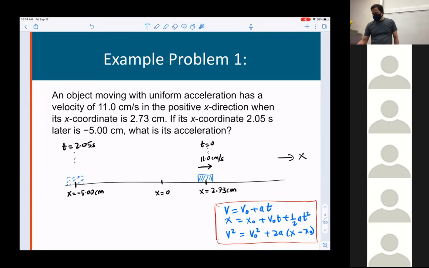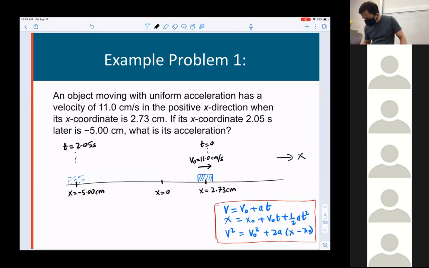So what that means is that at t equaling 0, all the information given to us here corresponds to the initial velocity, the initial position, and everything over here corresponds to the final position and all the final stuff. So if I were to look at this problem, I will immediately realize that I can write down that this is actually v naught. This is the initial velocity at time t equaling 0. Does that make sense? Also, this is x naught.